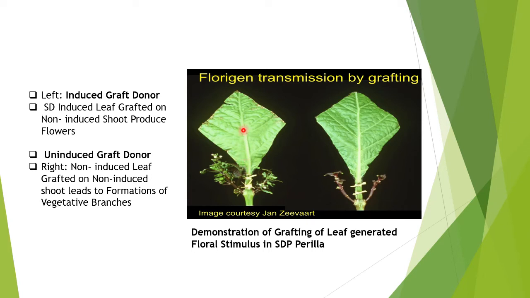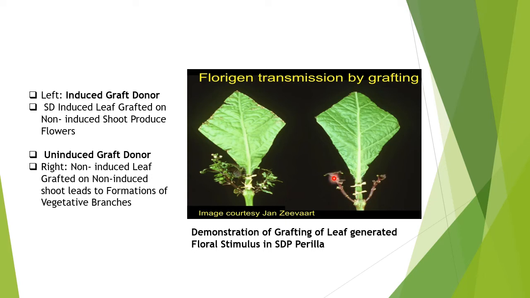The graft is induced. It has been subjected to a particular day length which is the required inductive cycle for it. SD, short day induced leaf grafted on a non-induced shoot produces flowers. So flowers are here. Now you are taking one more, which is an uninduced graft donor. It is a non-induced leaf grafted on a non-induced shoot, which leads to formation of vegetative branches.